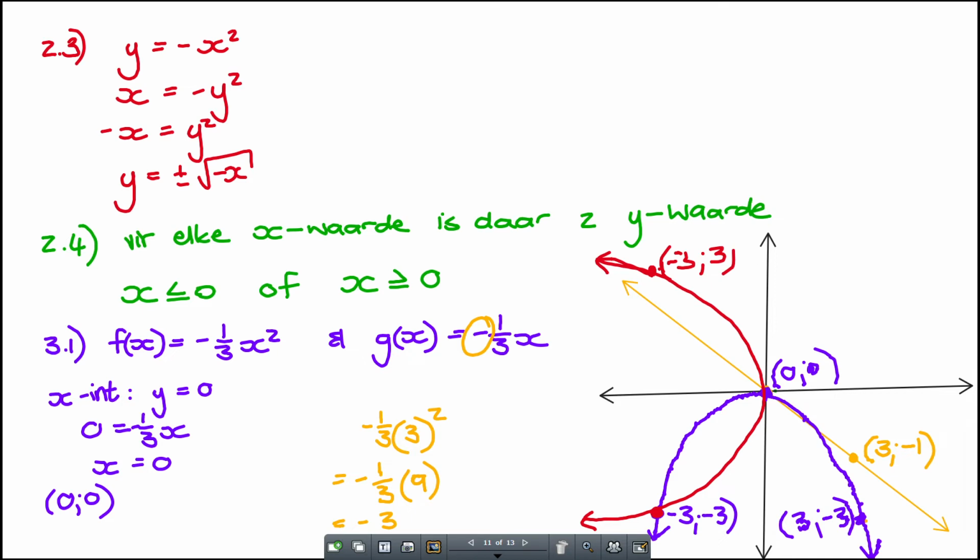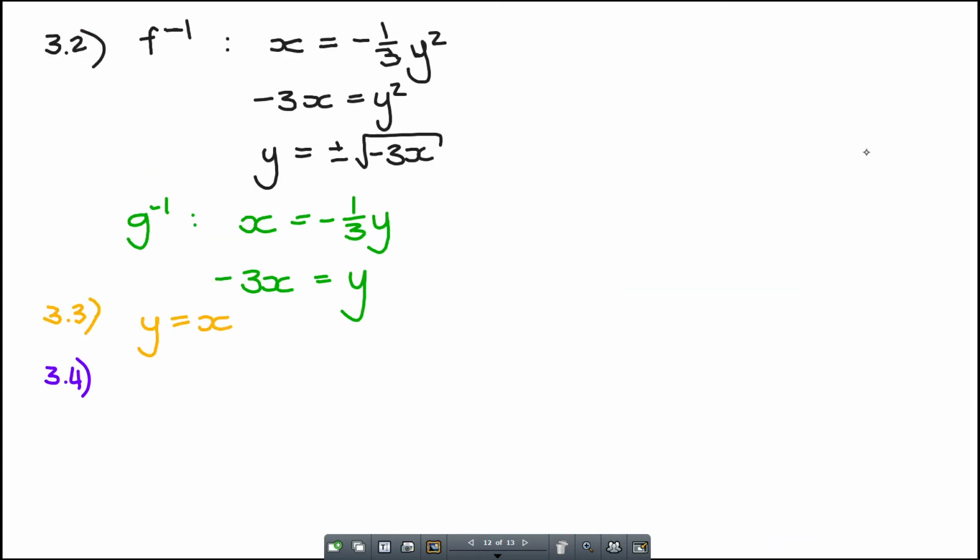En dan by 3.6 vra hulle vir my noem een manier waarop die definisieversameling van fx beperk kan word so that the inverse of that would be a function. And again, let me just skip there.